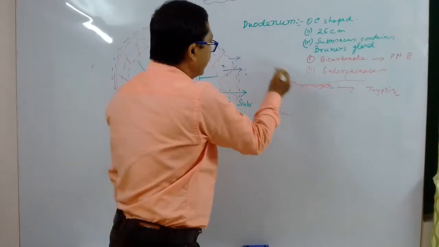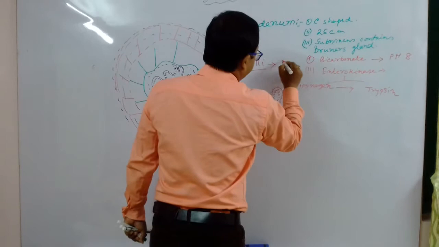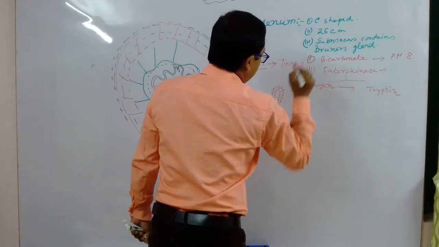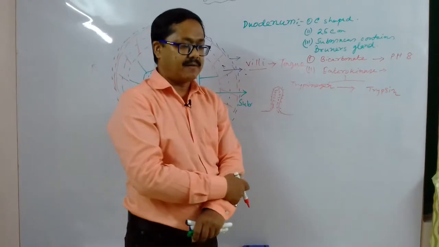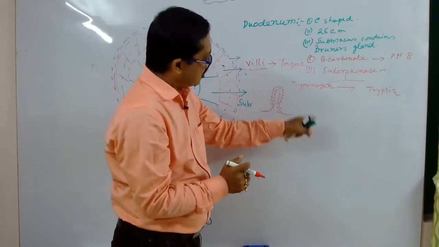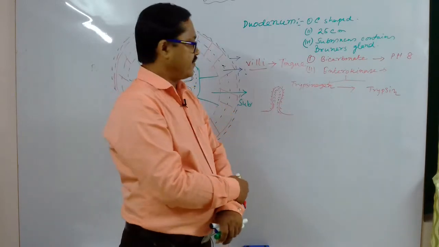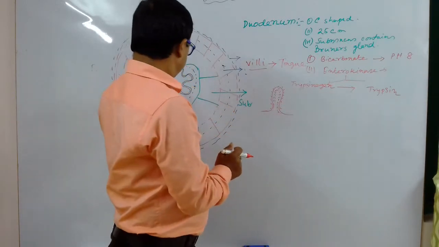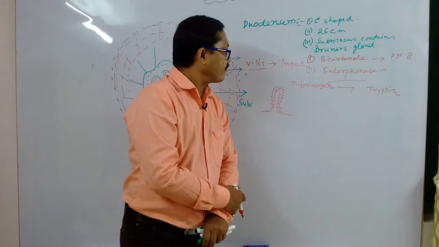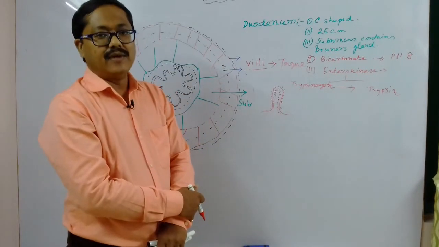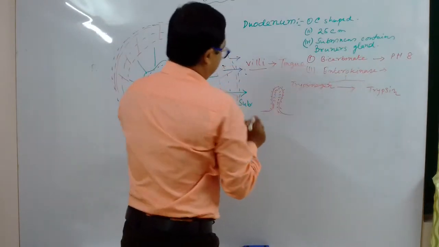In the duodenum, the villi look like tongue-shaped villi, and this type of villi is a folding of the mucous membrane. This type of villi is also observed in the jejunum, and here the shape is leaf-like. And the ileum contains villi that are round and finger-like. So these are the duodenal salient features.